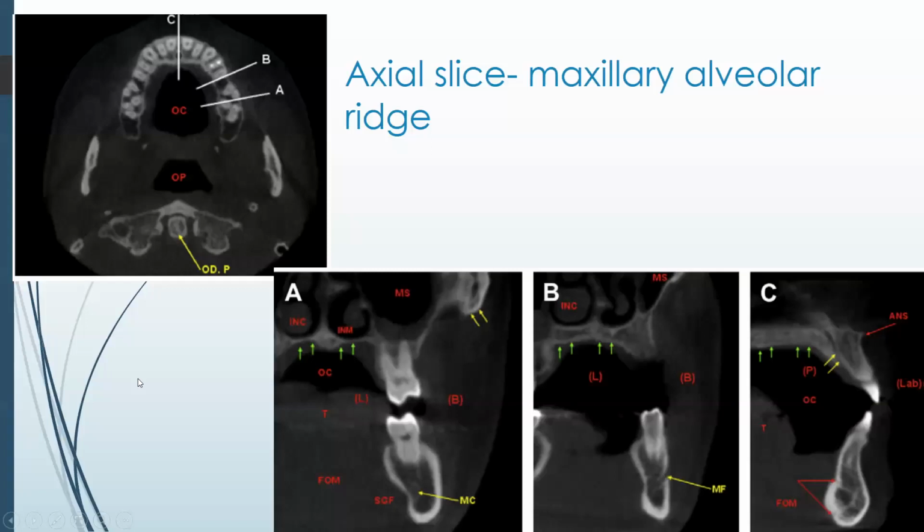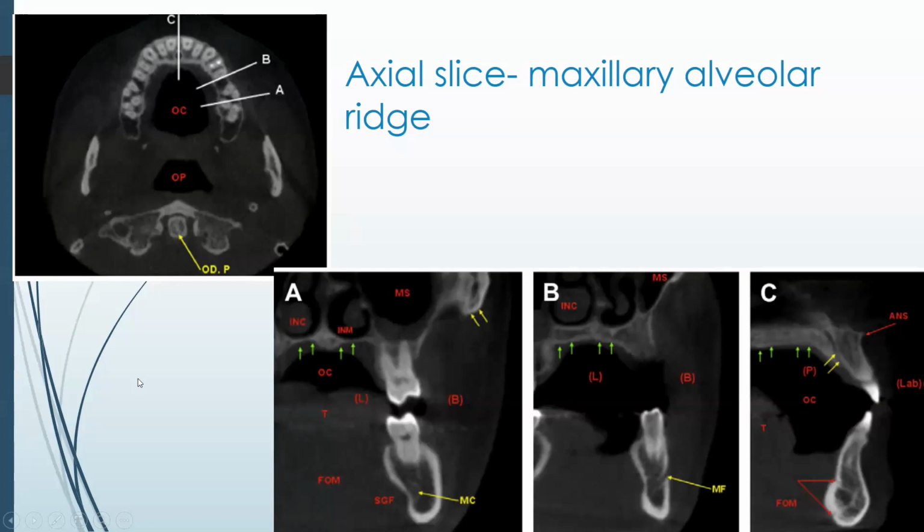So the cross sections are made here. See, these are the cross sections. A is at the level of the molar, B is at the level of the premolar, and C is at the level of the incisor. You can see here there are various anatomical landmarks which are marked. This one is the inferior nasal concha. So this is the axial slice, and these are the cross sections in relation to that.